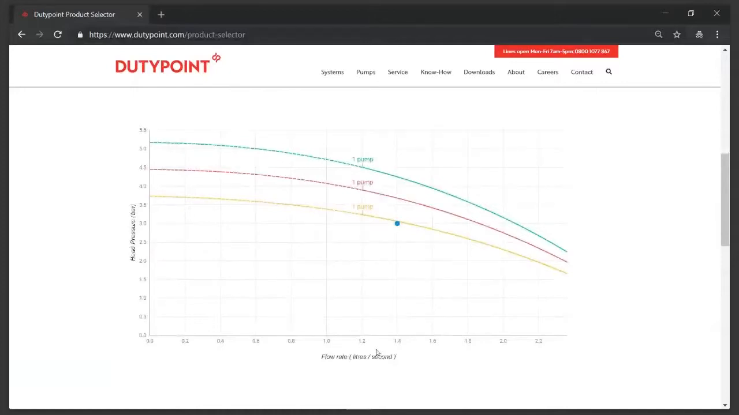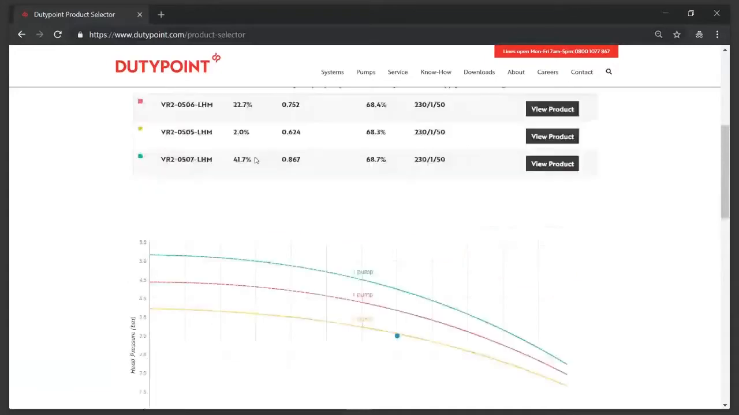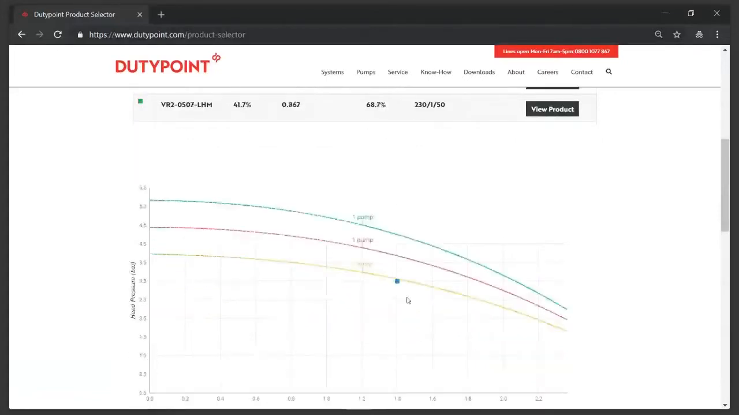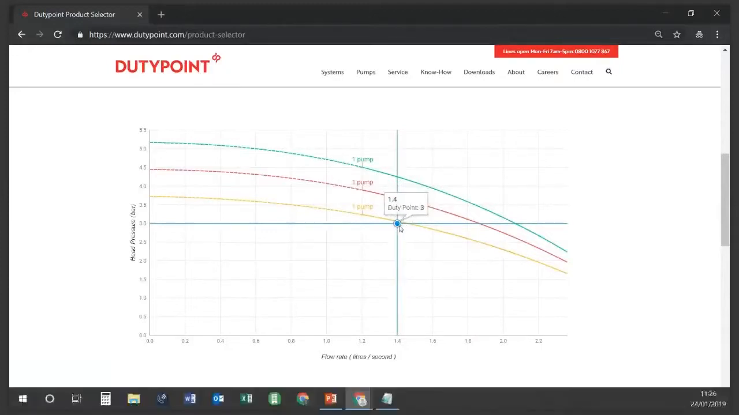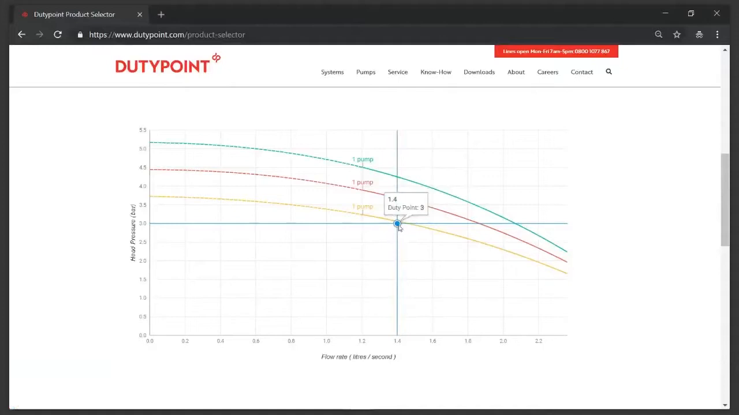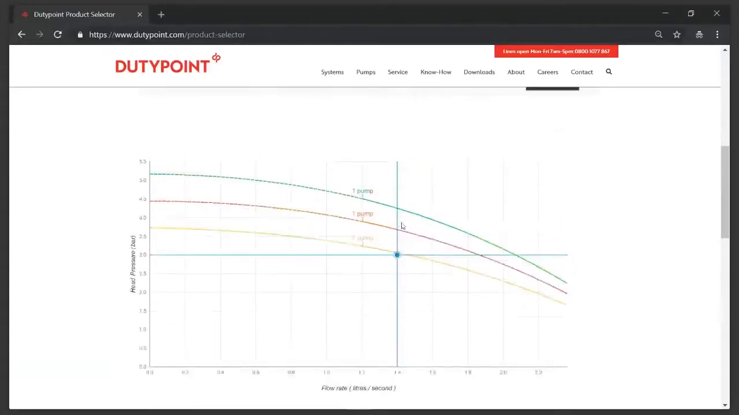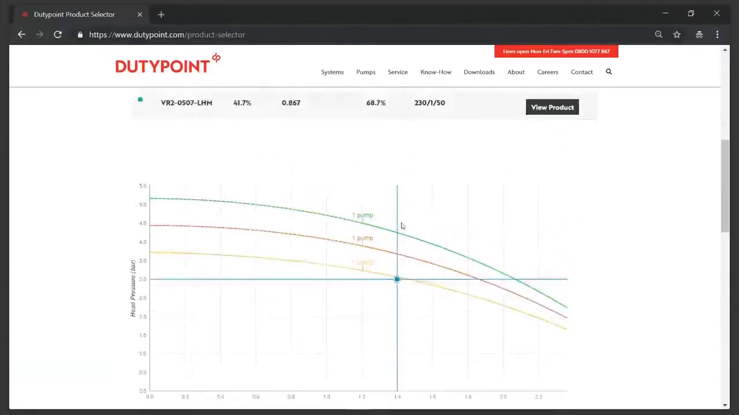Now it's determined there are sort of 3 decent options here, but typically it would give you 1 or 2 options. And here the blue point you can see is our operating point that we've selected, so 1.4 litres a second at 3 bar pressure, and then 3 pump curves showing 3 different pumps that could do this duty reasonably efficiently. We've got the different efficiency ratings here as well.